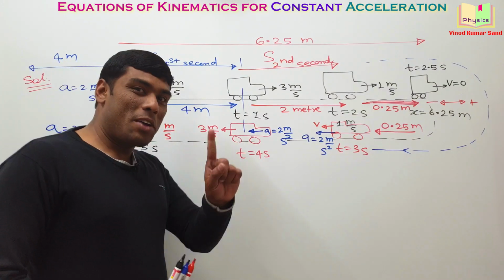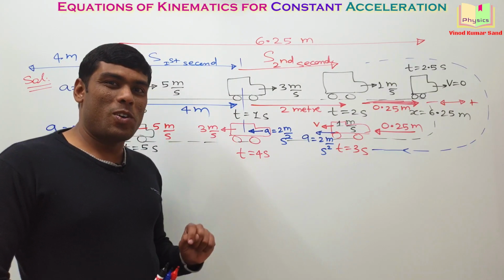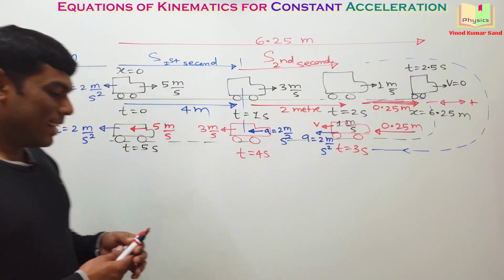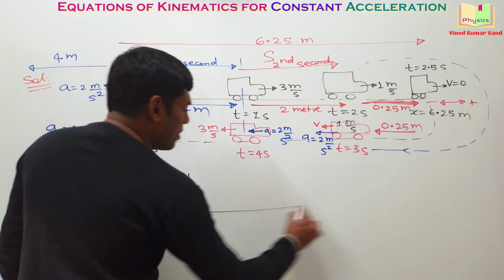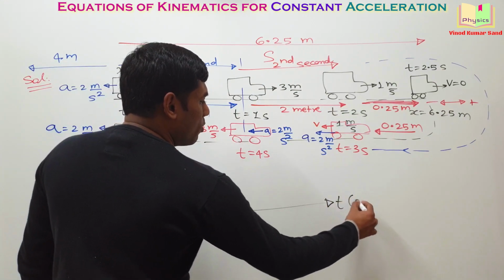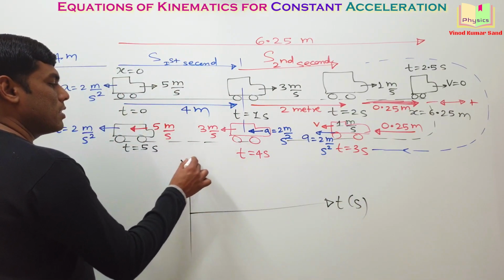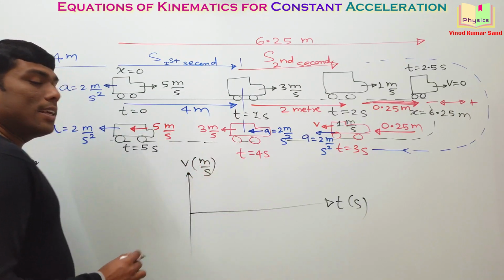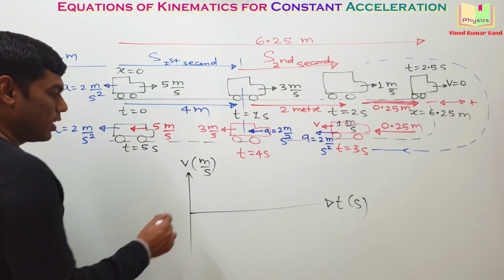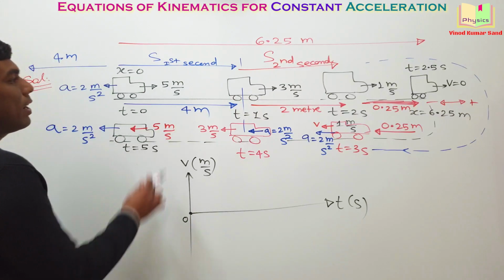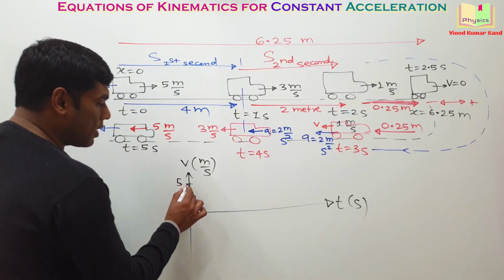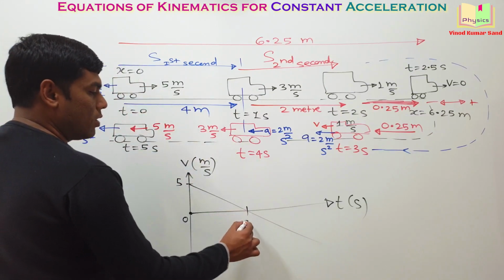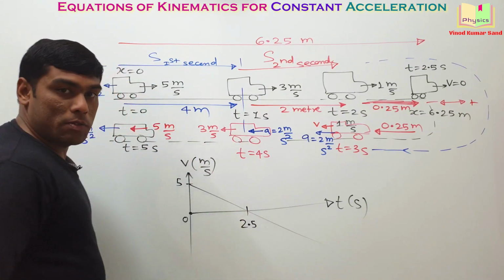Before you go away, I would like to tell you another method of solving many of such questions, that is the velocity versus time graph. For this particle, you try to plot the velocity versus time graph, and then you can easily answer many questions. T is equal to 0, the velocity was 5. T is equal to 2.5 second, the velocity becomes 0. This moment is 2.5 second.